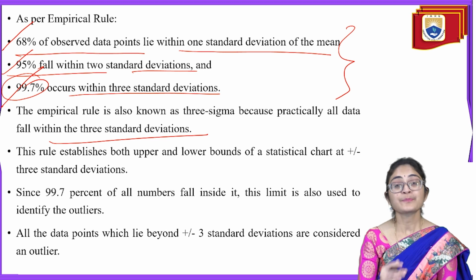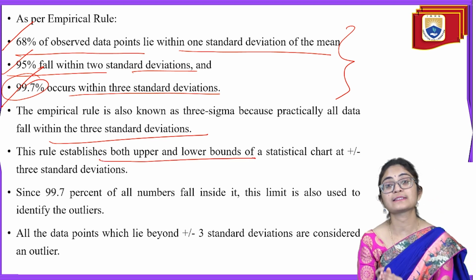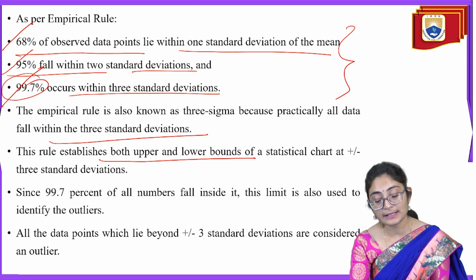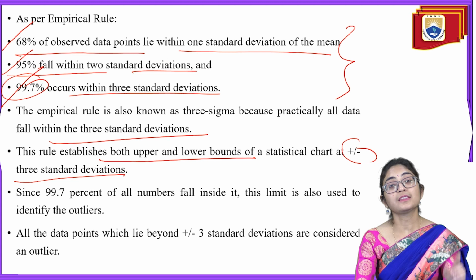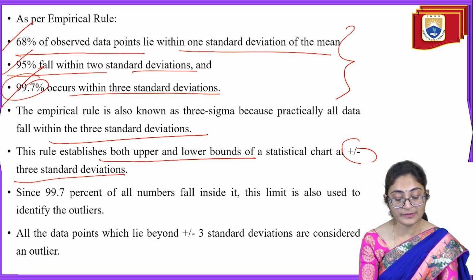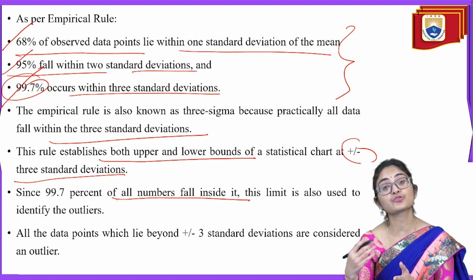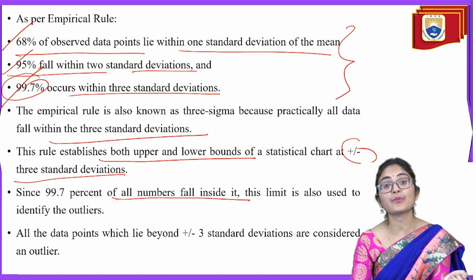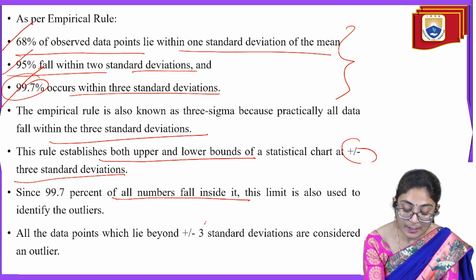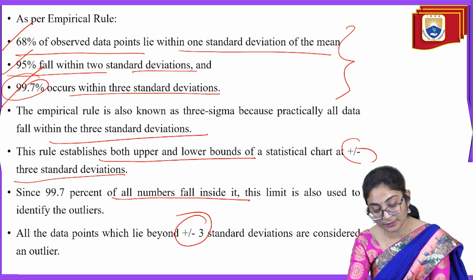And these rules establish both upper and lower bounds of the statistical chart. That means plus minus 3 standard deviations. Now, since 99.7% of data falls inside it, this limit is also used for identifying outliers, and any data point which lies beyond plus minus 3 standard deviations is considered an outlier.